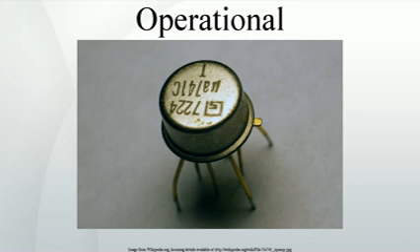Operational amplifier. An operational amplifier is a DC-coupled high-gain electronic voltage amplifier with a differential input and, usually, a single-ended output. In this configuration, an op-amp produces an output potential that is typically hundreds of thousands of times larger than the potential difference between its input terminals.